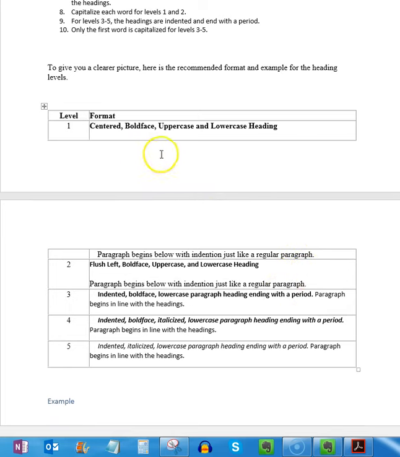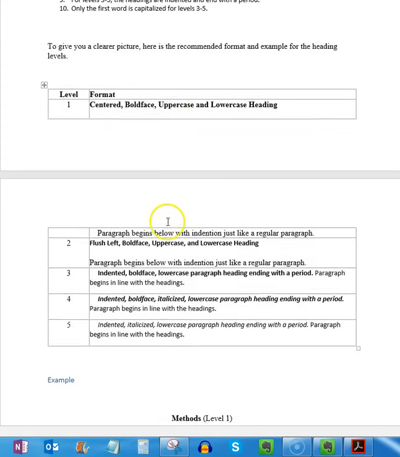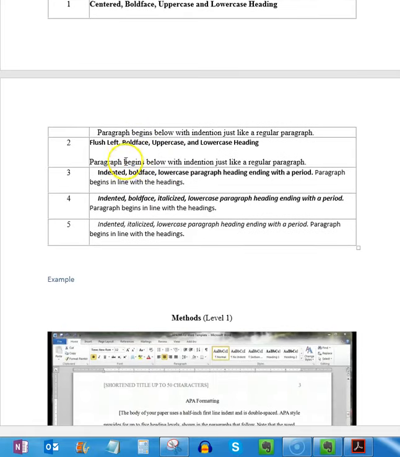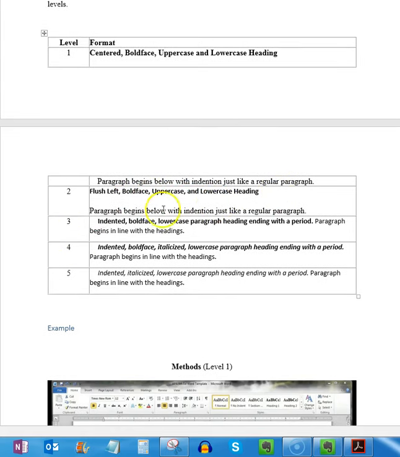Level 1 is generally a bold, centered, uppercase and lowercase heading, and I'll show you what that looks like specifically. The exception to this level 1 rule is that the first heading in your paper is not bold, but it would be centered, and start with uppercase letters and then have lowercase lettering in the rest of the words. Level 2 is flush to the left, bold, uppercase and lowercase headings. And so it looks like this in here.